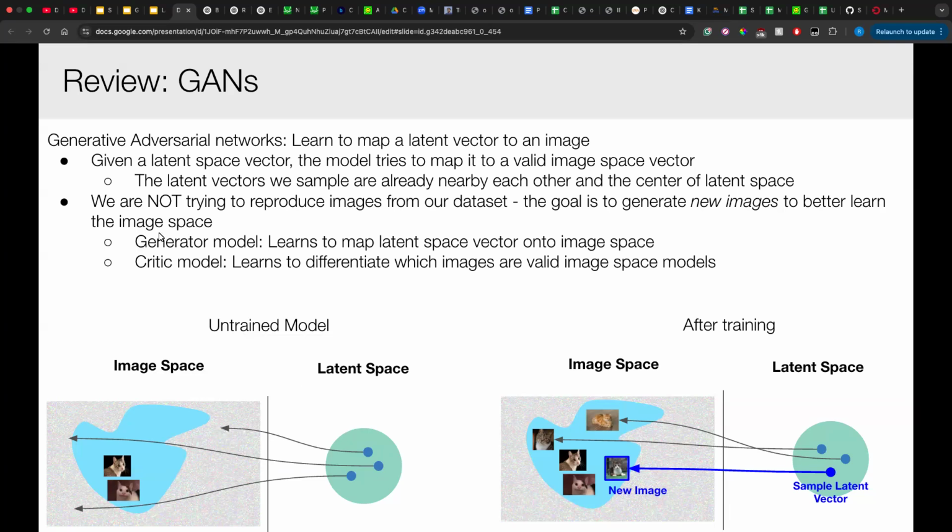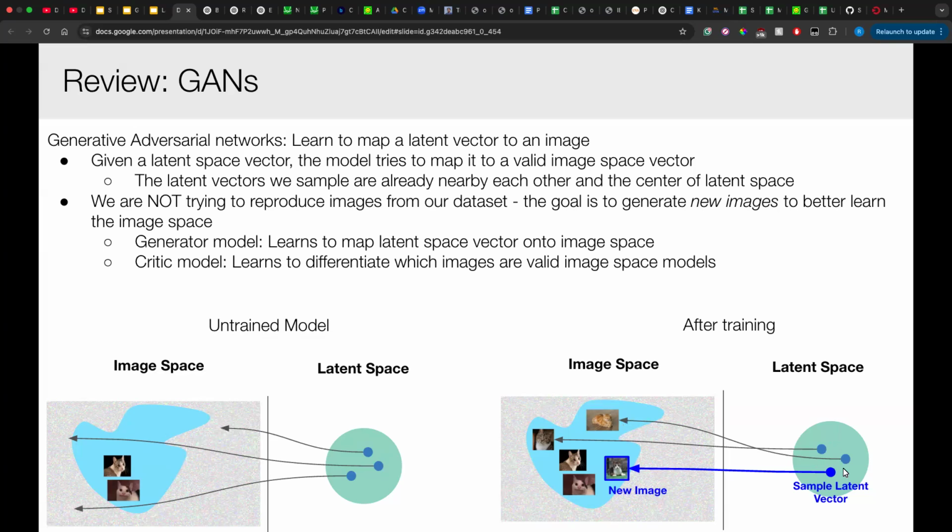So GANs have a generator model and a critic model, right? The generator model is what's trying to map a random latent space vector to an actual image. And the critic model tells us, did you do a good job? Is the image you just generated, in this case random noise, does that belong in the image space, right? We're still sampling roughly the same vectors during training, but the point is they slowly point closer and closer to image space until they point within image space.